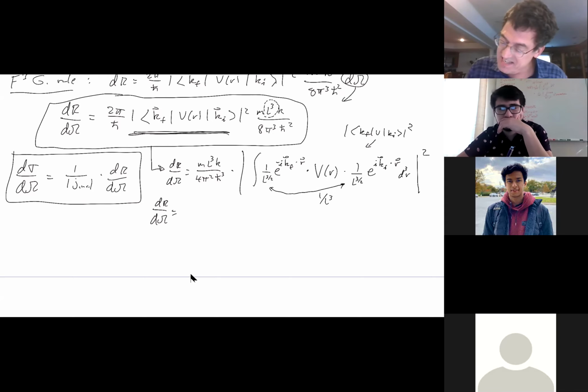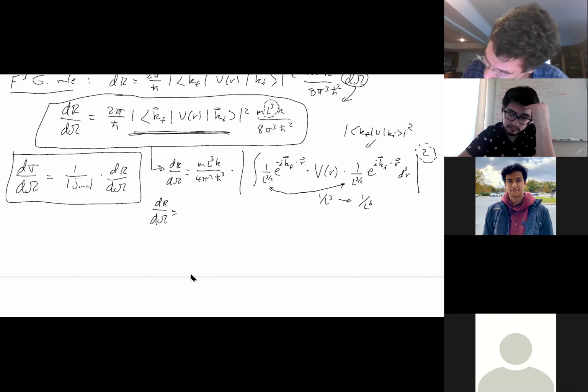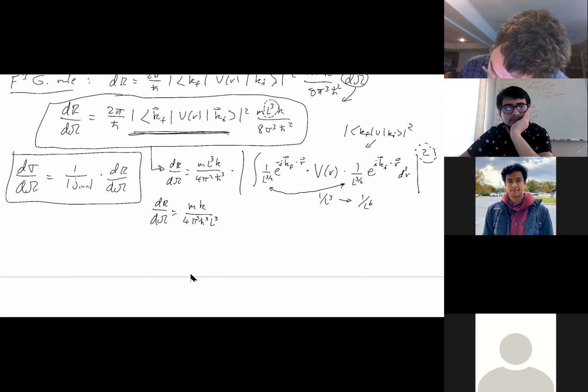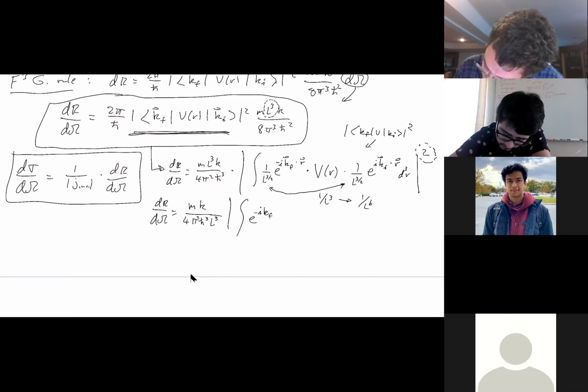And so you might think that he cancels the guy on top, but he doesn't, because he's being squared. So I end up with a 1 over L to the 6th. So I'm going to get m k over 4 pi squared h bar cubed L cubed, because I brought a 1 over L to the 6th out. And now this thing here will be the integral of e to the minus i k final dot r, V of r, times e to the i k initial dot r.